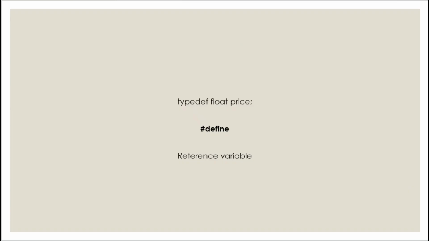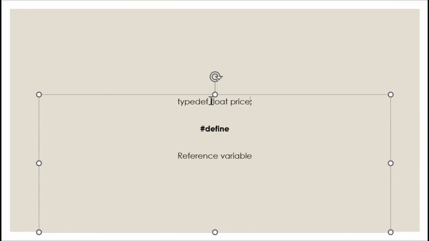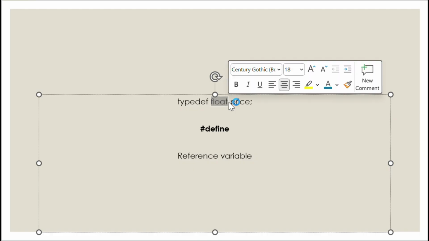Let's talk about typedef. Typedef is used to give another name for an existing data type. Here I have written typedef float price, which means I'm going to use price and float interchangeably. That is, price is another name for the data type float. I can use the words float and price interchangeably.